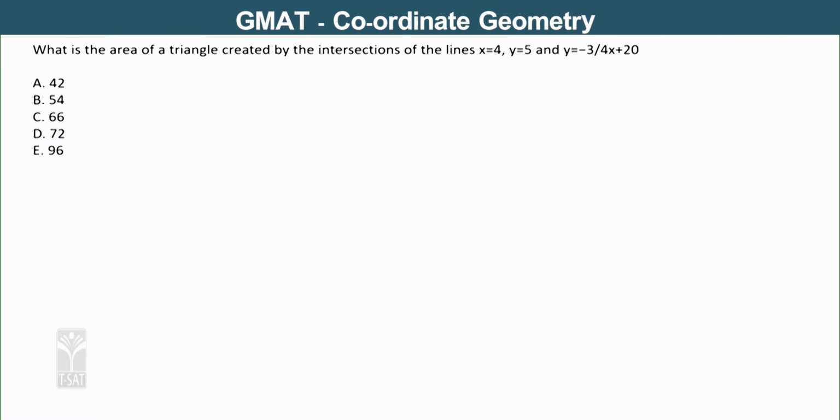What is the area of the triangle created by the intersection of the lines x is equals to 4, y is equals to 5 and y is equals to minus 3 by 4 x plus 20? Okay. So, let us say our xy plane is like this.